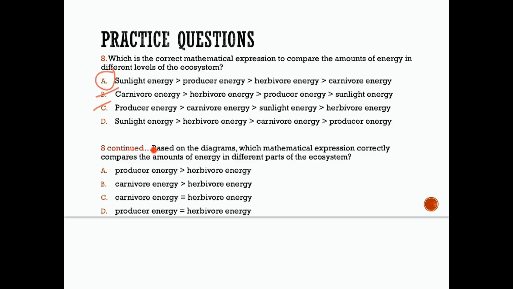And then if you look at the second part of number 8, based on the diagrams, which mathematical expression correctly compares the amounts of energy in different parts of the ecosystem? Okay, so if you look at this one, we're going to go with A. Okay, producer energy, this one right here, is greater than herbivore energy right there. So basically, if you picked the correct equation here, this is the only correct answer that would be right for 8 continued. Okay, carnivore energy is greater than herbivore. Okay, that's flip-flopped. Carnivore is equal to, no. Producer is equal to, no.